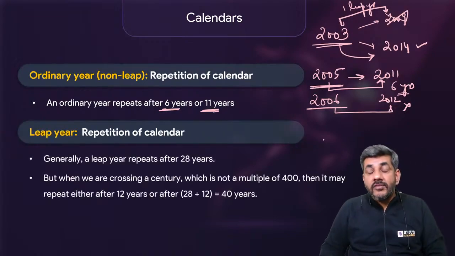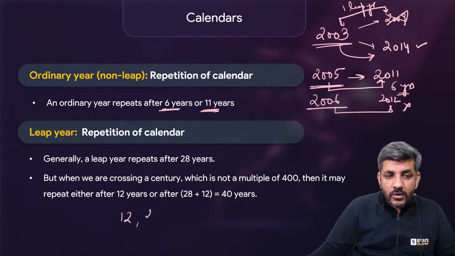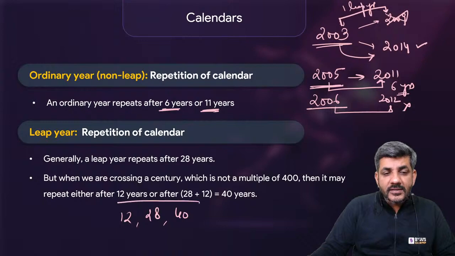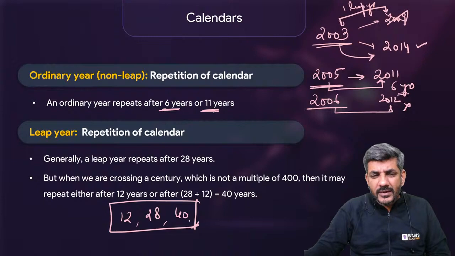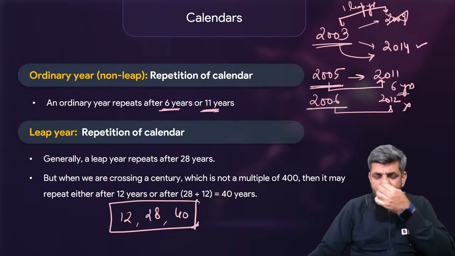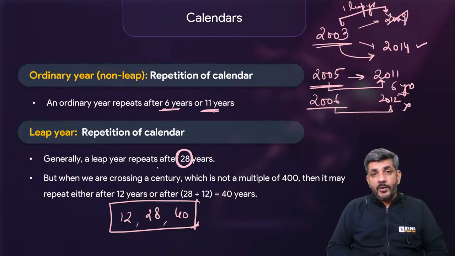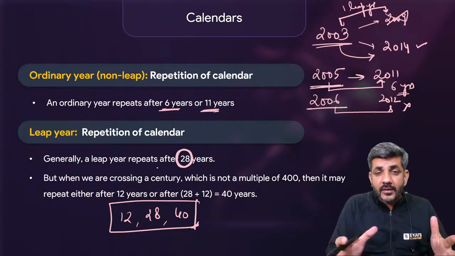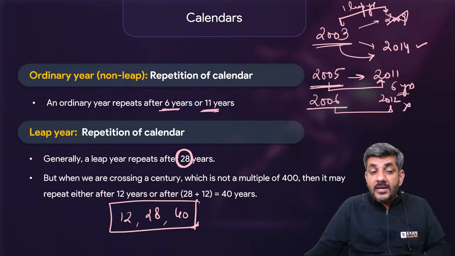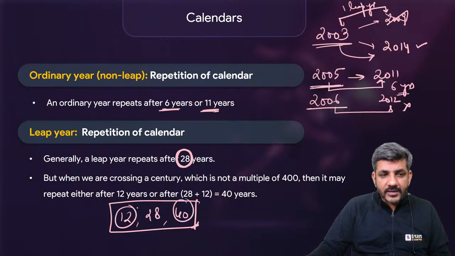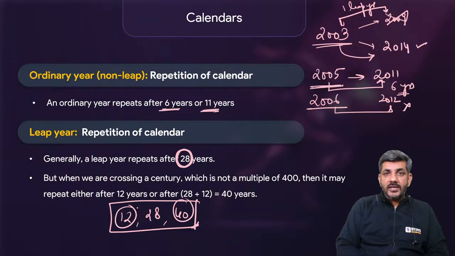What about the calendar of a leap year? The calendar of a leap year can repeat after 12 years or 28 years or 40 years. अब कब 12 होता है, कब 28, कब 40 ये बताना थोड़ा सा मुश्किल हो जाएगा. I would just suggest keep it in mind: 12, 28 or 40. Generally it is repeating after 28 years, but sometimes in between, when you have a century which is not a leap year, then it might repeat after 12 years or 40 years as well. ठीक है?